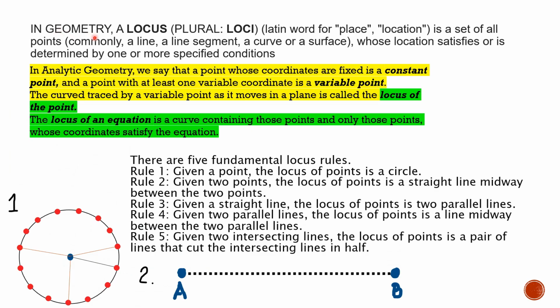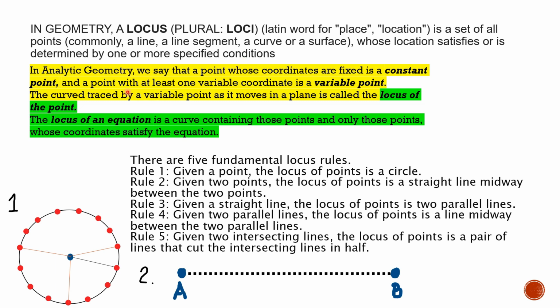In geometry, a locus, plural loci, Latin word for place or location, is a set of all points, commonly a line segment, a curve, or a surface, whose location satisfies or is determined by one or more specified conditions.